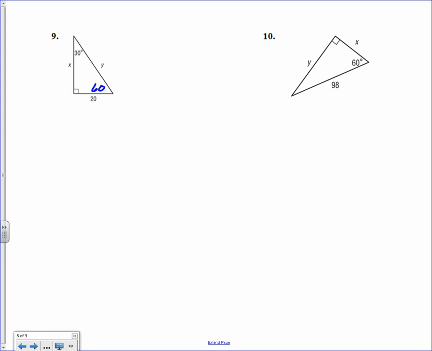In this one, the 20 comes across from the shortest, the smallest angle, so 20 is the shortest side, and y is the hypotenuse, so y is twice of 20, 2 times 20, which means it's 40, and x is 20 times root 3.